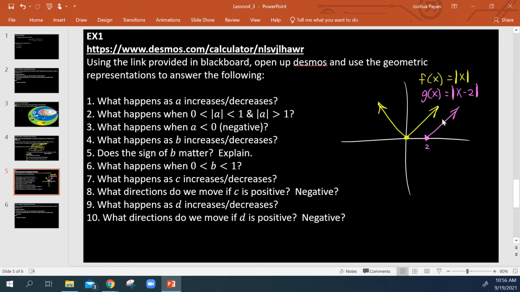It's going to look exactly the same because there's no horizontal stretch or shrink or anything crazy like that. But I went from 0 and I went 2 units, right? I went 2 units to the right. And that may seem counterintuitive because that says minus 2. But if you have a minus 2, right, we're going to go 2 to the right.